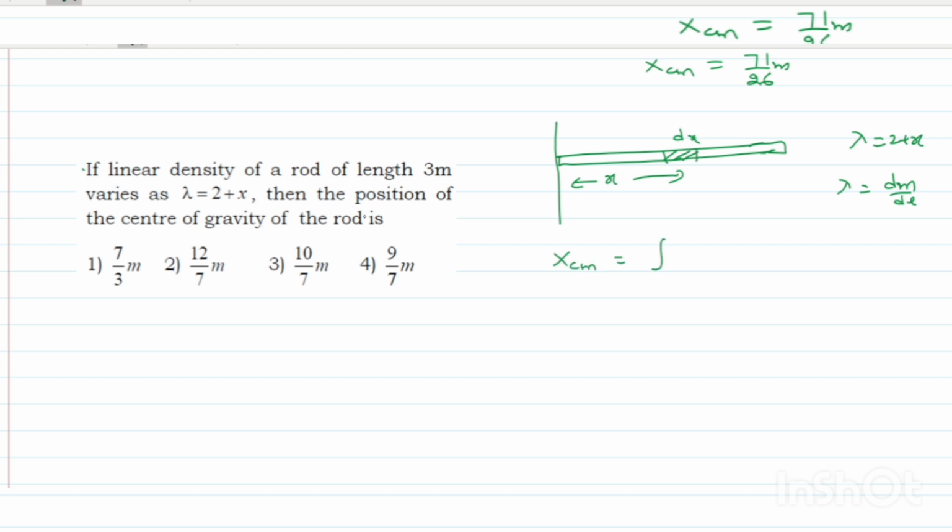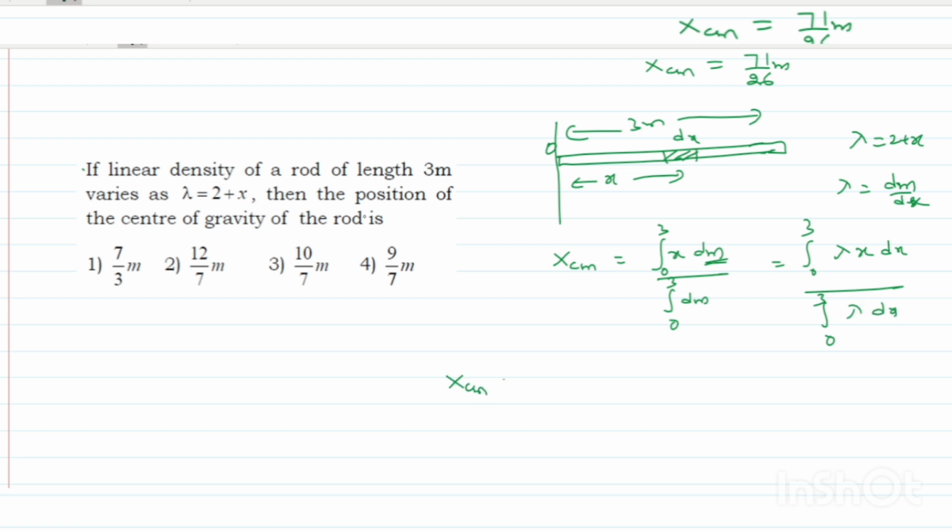Then for uniformly distributed masses, the formula for the position of center of mass is xm equals integral of x into dm by integral of dm. The rod is 3 meters long, so the limits are 0 to 3 in both. Here lambda is already given as 2 plus x, and dm is lambda into dx. So the numerator is integral 0 to 3 of lambda into x into dx, and the denominator is integral 0 to 3 of lambda into dx.